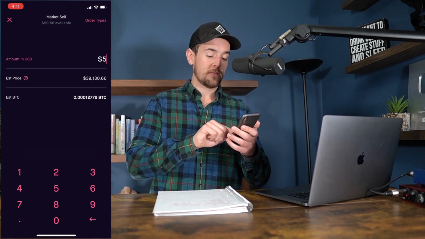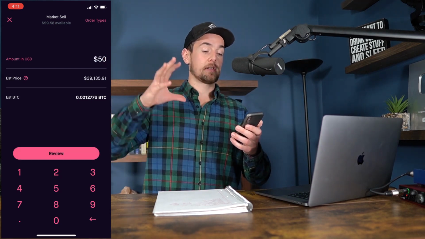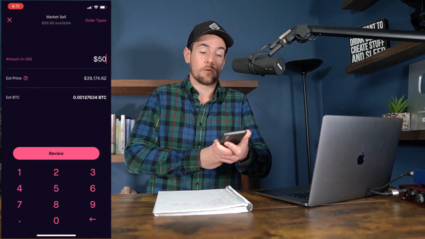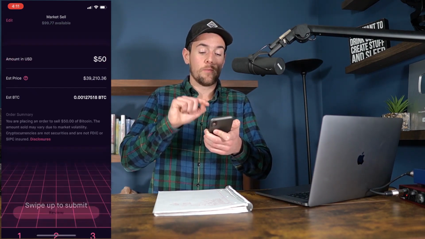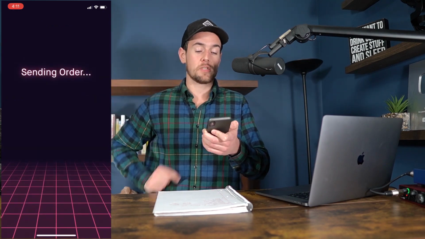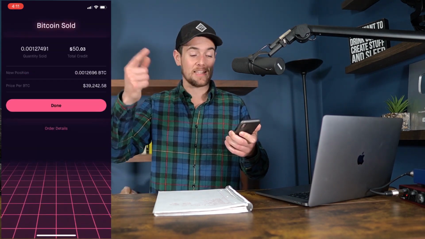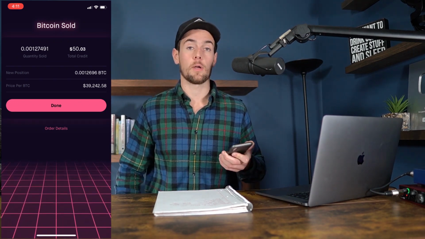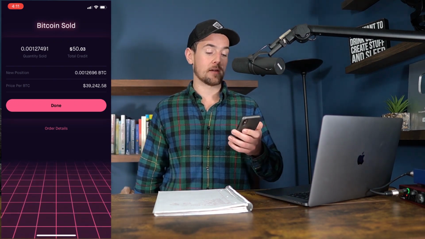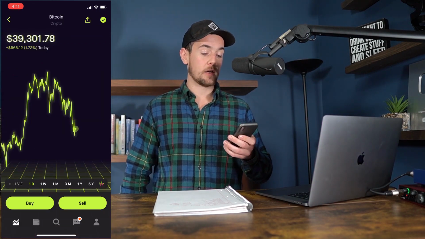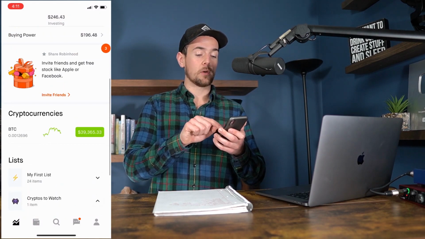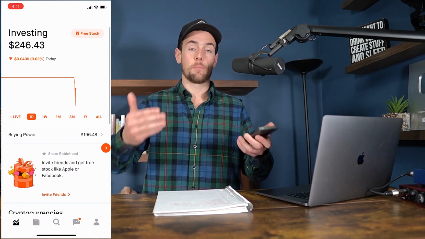So I'm just going to do $50 worth, and that is going to sell $50 of my Bitcoin and put that back into US dollars. At this point, you click the review button and then you swipe up to submit that order. And just like that, in the snap of a fingers, guys, we sold a portion of my Bitcoin and got a credit of $50.03. So now if I click done, you will see that I have a lesser amount of Bitcoin in my portfolio and a larger cash balance.